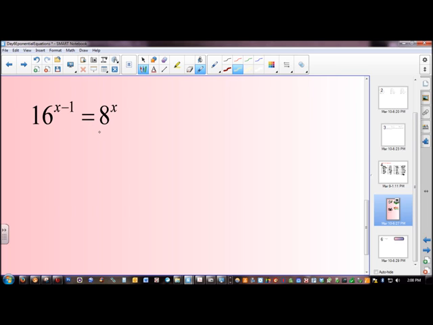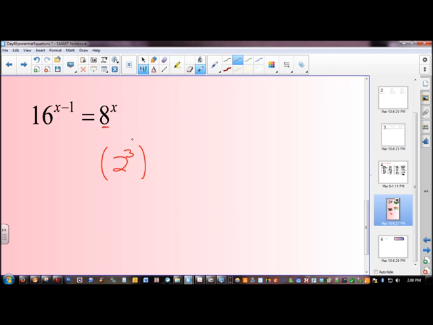8 to the 1st is 8. 8 to the 2nd is 64. That means that I need to go even smaller than 8. So let's think about other numbers we can rewrite 8 with. If you're thinking of exponents, you can change 8 to 2 to the 3rd. So that's what I'm going to do.